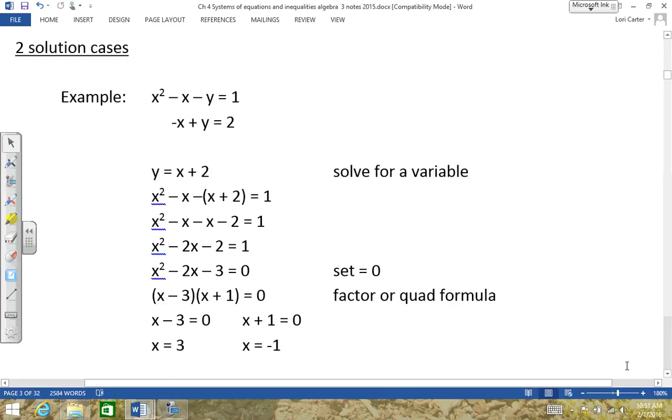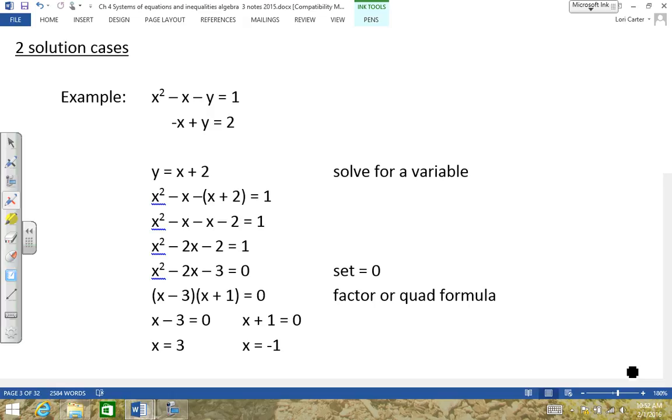Okay. Same thing, except now we're doing parabolas and lines. If I'm giving you a parabola and a line, how could they intersect? So this is a positive x squared. What do you know about that parabola? It's positive, so it's going to be facing up.